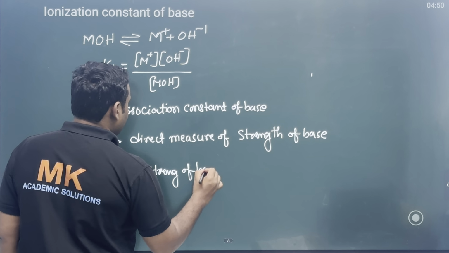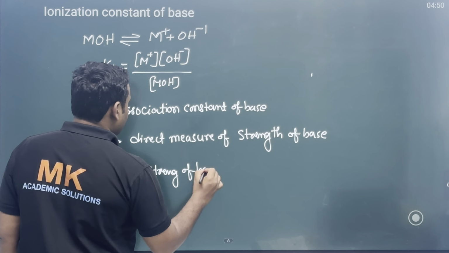So the degree of dissociation of an electrolyte, or simply the extent of ionization of an electrolyte, is directly proportional to the square root of volume. Means when the volume of the vessel increases, the degree of dissociation also increases, and when the concentration increases, the degree of dissociation decreases.